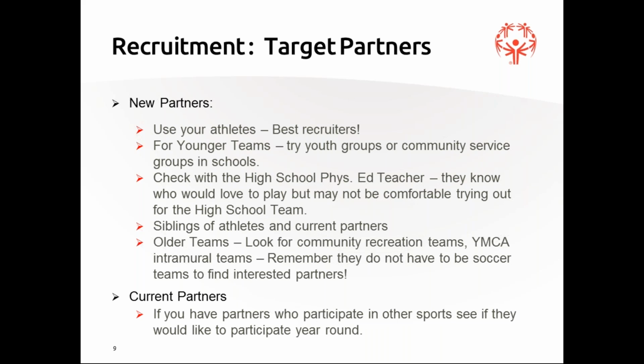And if you have current partners in your program, keep those partners. See if they'll be interested in playing on a unified team year-round, okay? And let them help you recruit also.